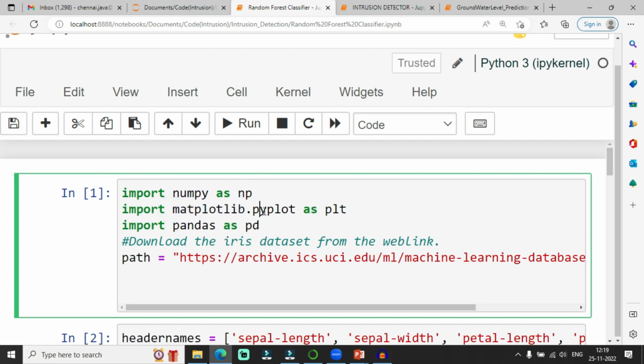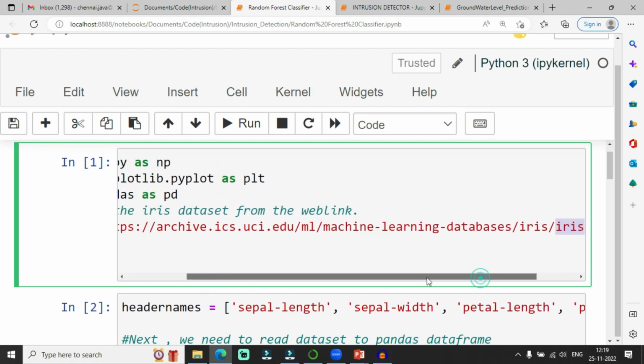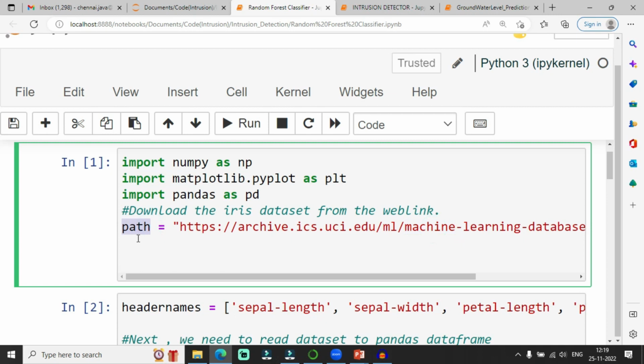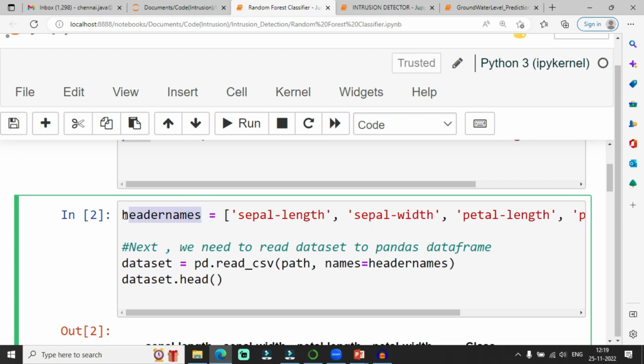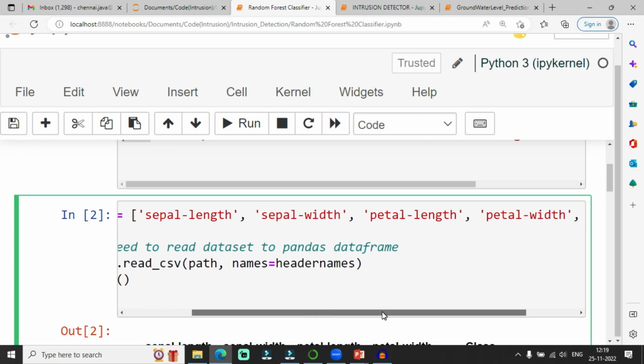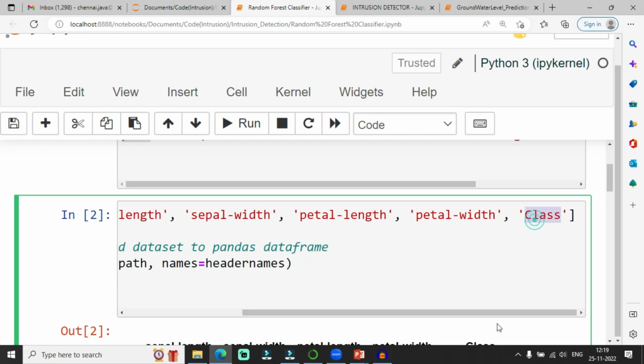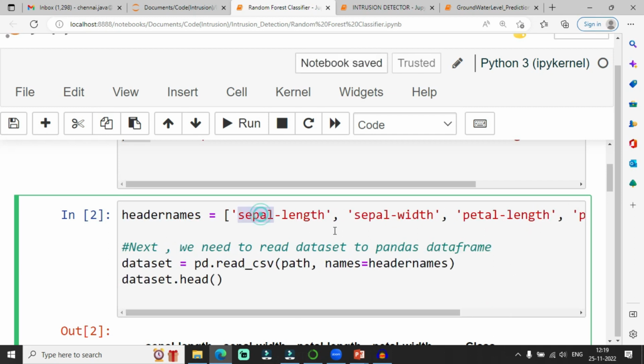And then I am importing matplotlib.pyplot as plt. And then I am importing the pandas library. What is the use of this pandas library? It is used for performing any kind of data manipulation task. And then I am loading this iris dataset. I am providing the path where this dataset is available. It is stored in the variable path. I am giving the header names, for example sepal length, sepal width, petal width, class. I am going to predict the flower species with the help of all these features.